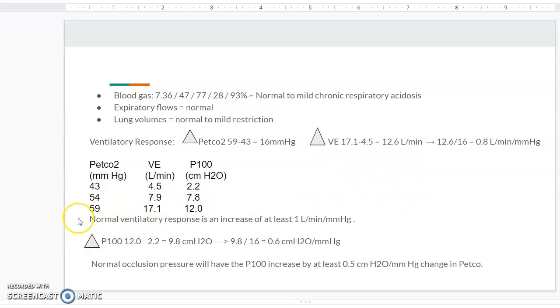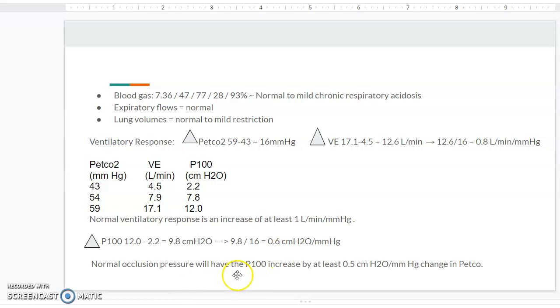Next, let's take a look at the drive. And to do that, we look at the occlusion pressure. So the change in occlusion pressure from the end of the test to the beginning of the test. So at the end, it was 12, and at the beginning, it was 2.2 centimeters of water pressure. So subtract the 2.2 from the 12, and you end up with 9.8. Okay, you divide that by your change in exhaled CO2, which is 16. Okay, we got that from here. So 9.8 divided by 16, and we end up with 0.6 centimeters of water pressure per mmHg.